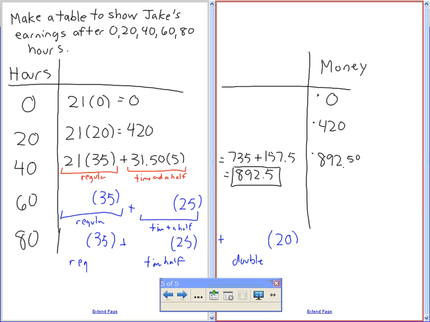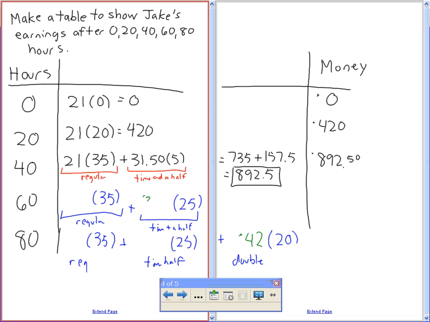For the time and a half and for the double time, we'll do money in green because money is green, at least in the States. Okay, 42 times 60 is going to be your double time. 3150 in the middle, and 3150 in the middle. And then 21 over here, 21 over there.